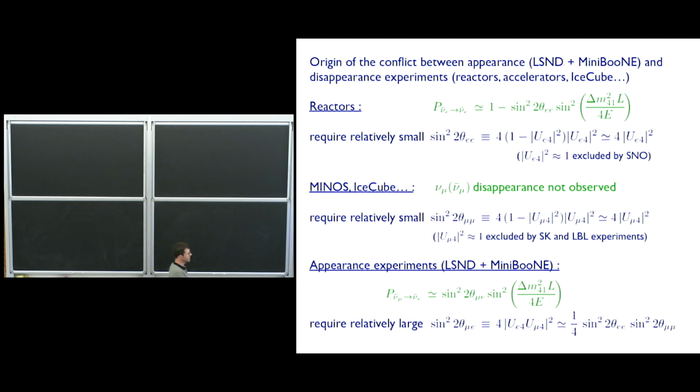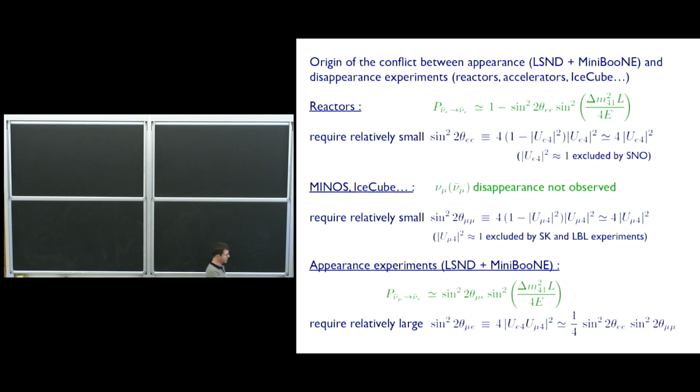You want the sin squared 2 theta_mu mu to be small, but not that small, in fact, while nu_mu disappearance experiments tell you that sin squared 2 theta_mu mu should be small. And even if you believe in the gallium anomaly, sin squared 2 theta_e is, let's say, 0.1, 0.2. It's not 1.